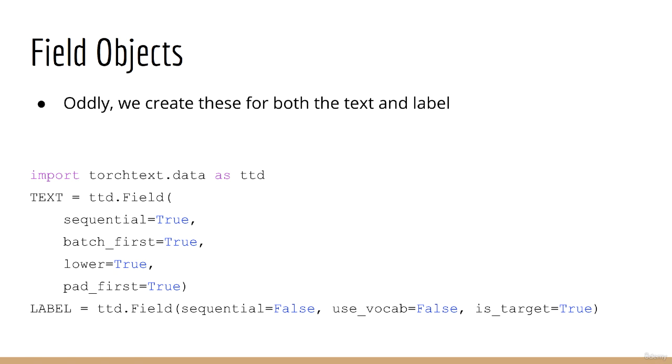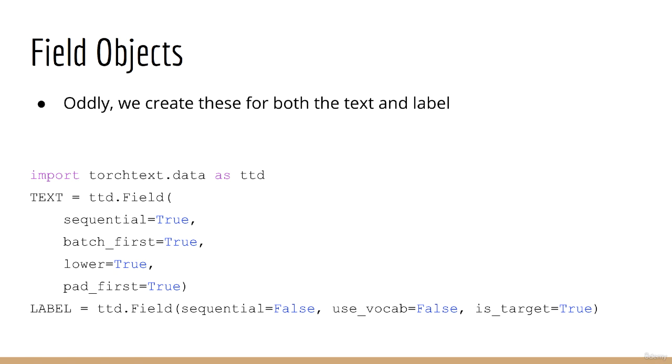For the label, we're going to create another field object, but with an entirely different set of arguments. Specifically, we're going to set sequential equal to false, use vocab equal to false, and is target equal to true. Since the target is not sequential, we set sequential equal to false. This should be clear.